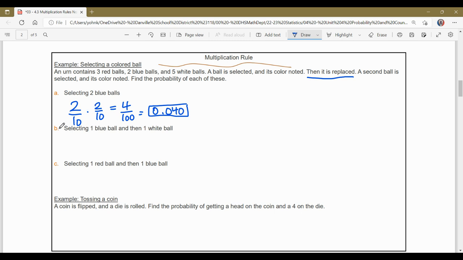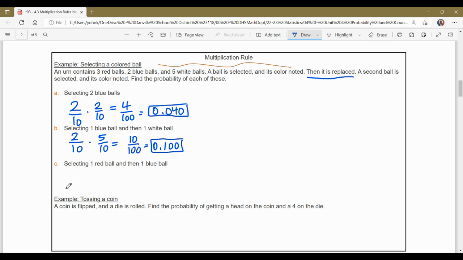Letter B, selecting 1 blue ball and then 1 white ball. The probability that the first ball I choose is blue: there are 2 blue balls out of 10. I put the ball back in. The next one I want is going to be a white ball. There are 5 to choose from. I still have 10 in my urn, so that gives me 10 over 100, which is 1/10. Don't forget that probability is always 3 decimals, so you have to backfill your zeros.